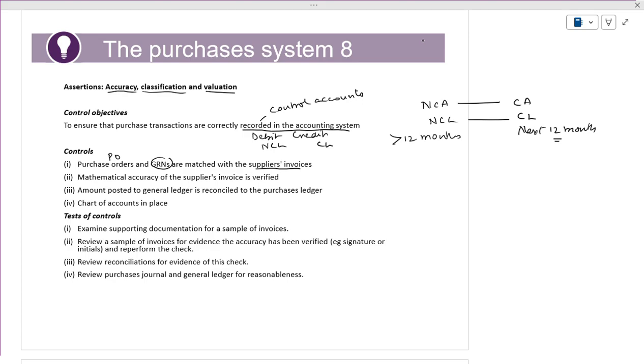Done. Mathematical accuracy of the supplier invoice is verified. Totaling, totaling quantity into price. You will have quantity, you will have price, you have total, even if it is computer generated. You will say how many number of items are there. They will put some value. They will have total in figures, total in words.